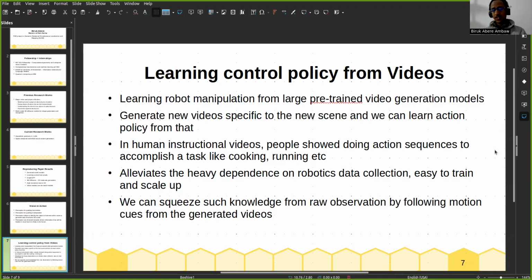So we can generate a new kind of videos specifically for specific manipulation tasks, and then we can use those generated videos for learning actions, or learning action policies. Yeah, because in human videos, you can, I don't know if I have time. So the whole thing is basically squeezing observation video knowledge into latent actions.